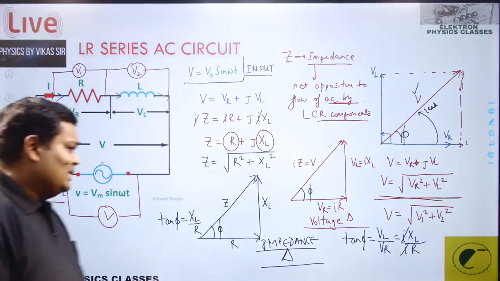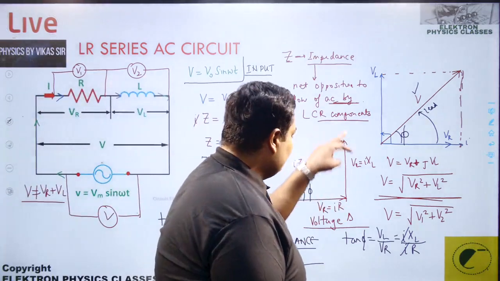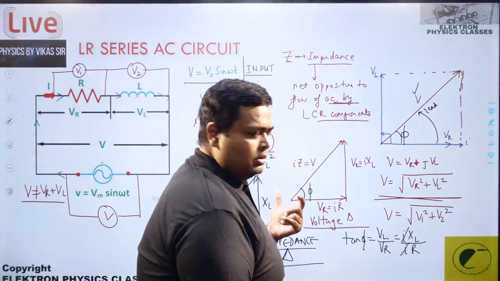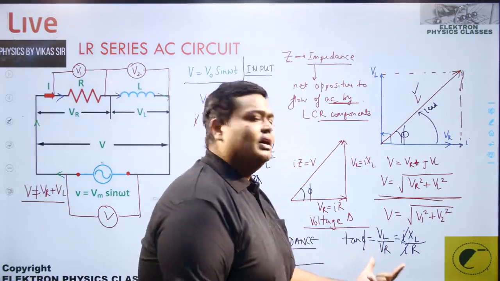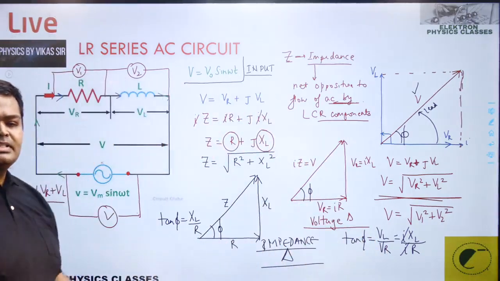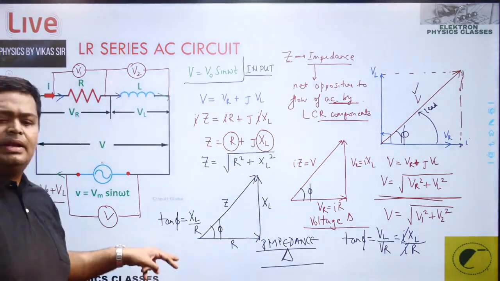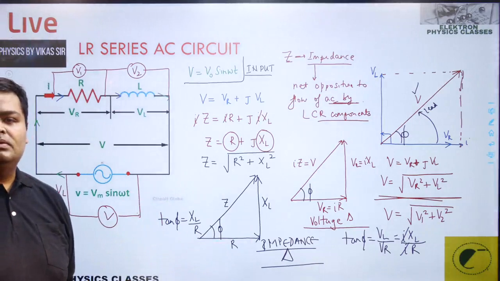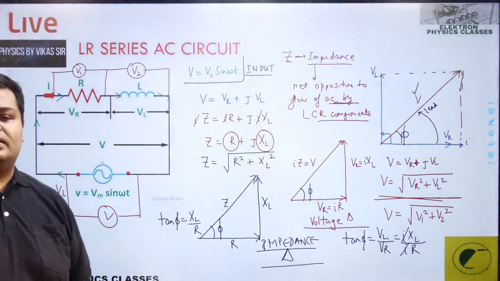Once again, this is tan of phi from here, repeating. That is VL upon VR. What is VL? I XL. And what is VR? IR. So I gets cancelled, and that becomes XL by R. That can be seen directly from this particular triangle: tan of phi is equal to XL by R. So that's the importance of the impedance triangle.